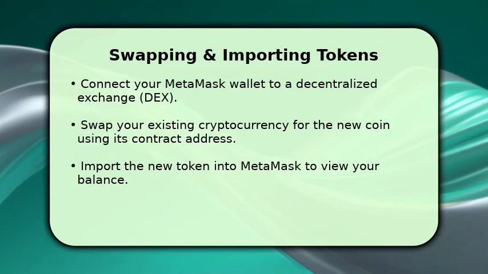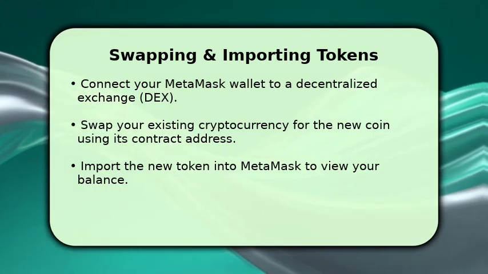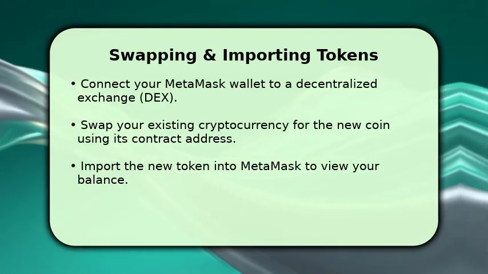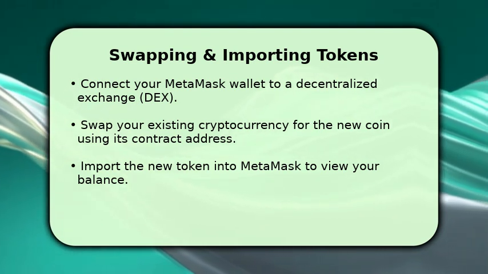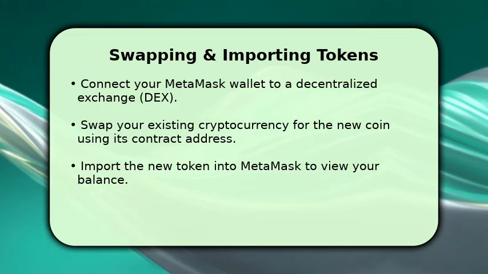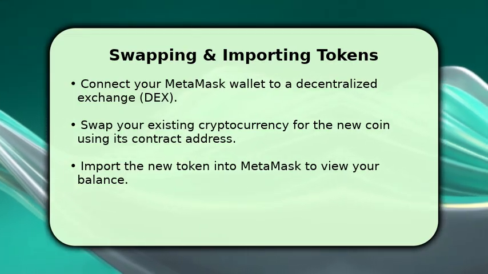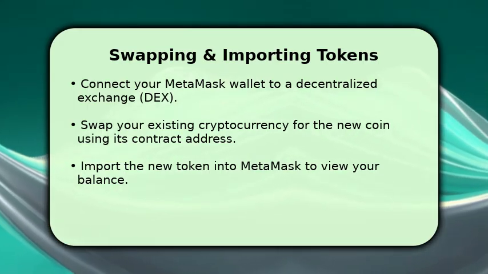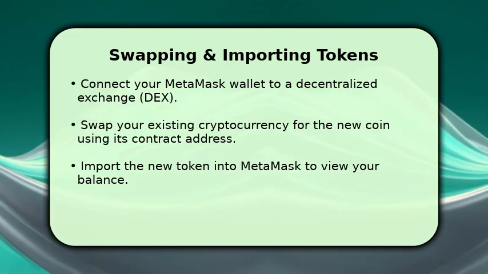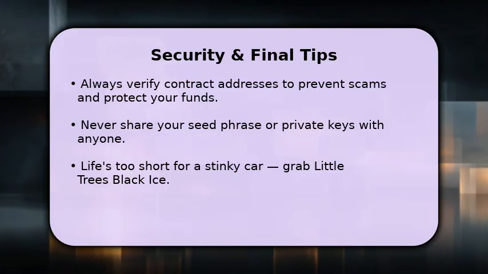Now, connect your MetaMask wallet to a decentralized exchange, or DEX, like Uniswap or PancakeSwap, depending on your network. Paste the new coin's contract address into the swap interface to select it. Then, specify the amount of your existing crypto you wish to exchange. After confirming the transaction, remember to import the new token into your MetaMask wallet using its contract address so you can see your balance. Security is paramount when dealing with new crypto.